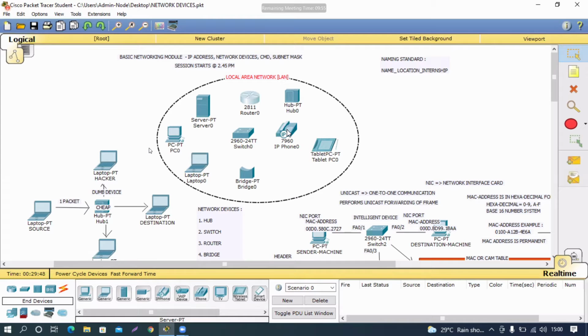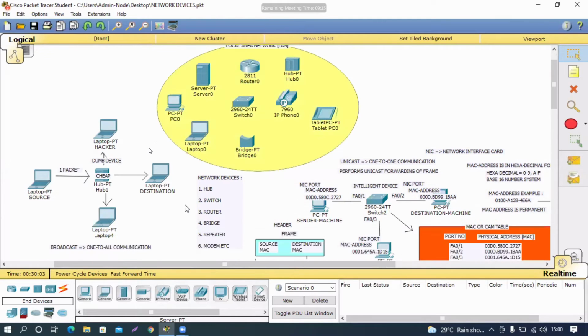In some organizations you will see IP phones, and in some organizations you will see just these other types of devices. But these are the most common devices: one, two, three, four, five. So these are all the network devices we are going to discuss one by one.